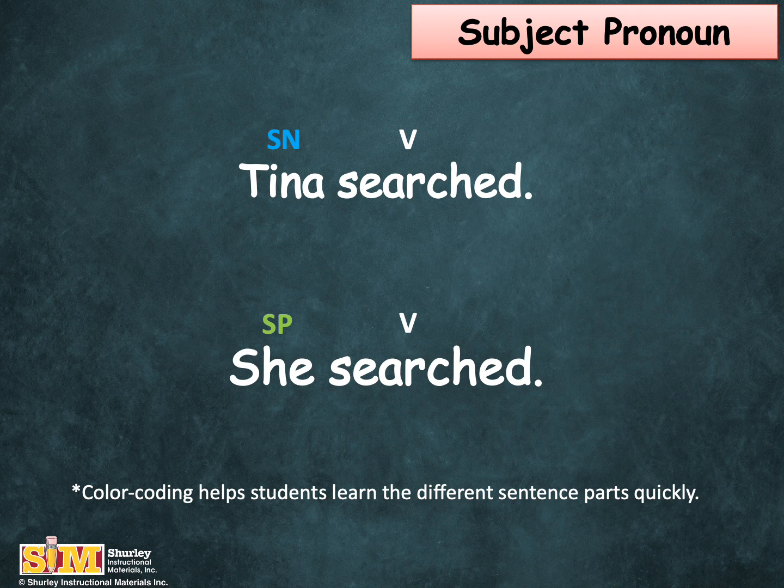Notice that I have color-coded subject nouns in blue and subject pronouns in green. Color coding helps students learn the different sentence parts quickly.